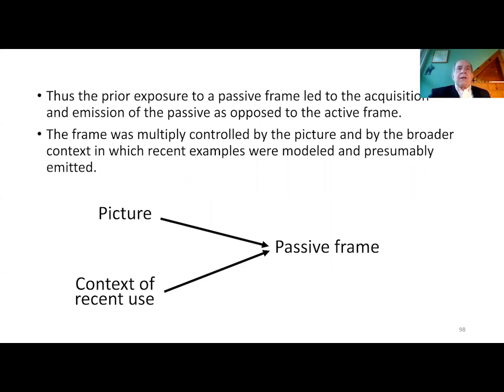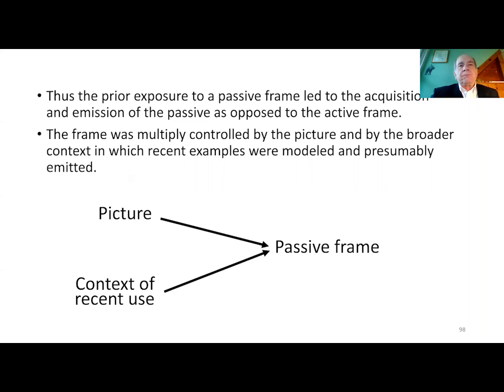So this is an instance of automatic reinforcement. It's also an instance of an autoclitic frame. So we see the combination of the two. The autoclitic frame plus automatic reinforcement leads to the acquisition of this. Moreover, it's an instance of multiple control. The frame was multiply controlled by the picture and by the broader context in which recent examples were modeled.